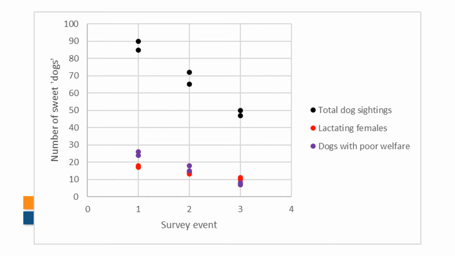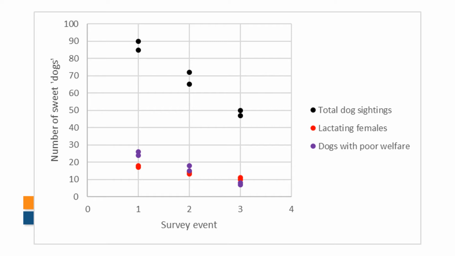So what we have here is 3 different data points. We have the total number of dog sightings in black, the total number of red sweets or lactating females here in red, the total number of purple sweets or dogs with poor welfare here. And we have 3 survey events on the x-axis, and at each survey event we have 2 data points. So these are the 2 replica surveys that we ran, imagining that we were just doing the surveys on 2 consecutive days.